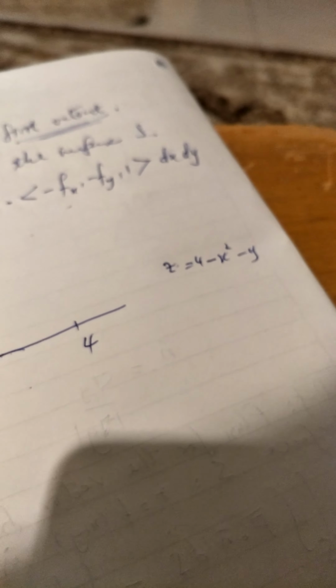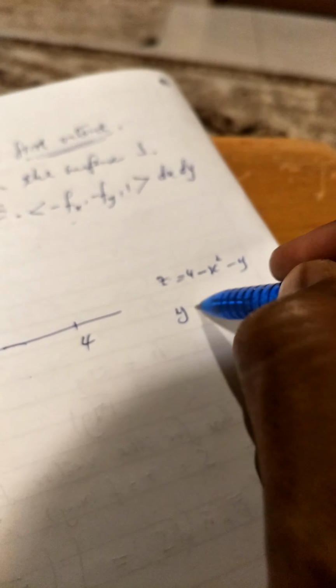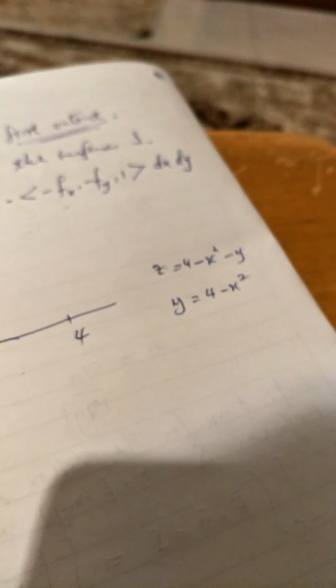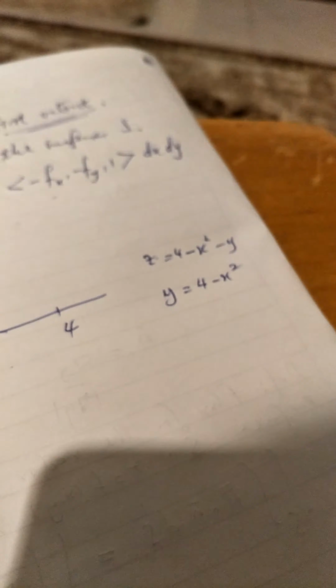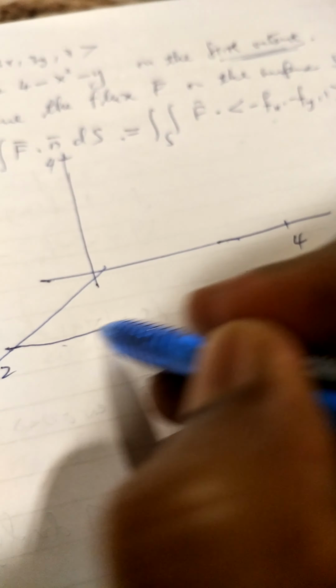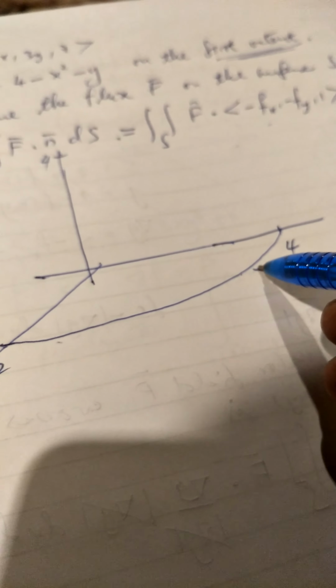So what you can see from that, z equal to 4 minus x squared minus y. On the xy plane, z is 0, so we have y equal to 4 minus x squared. So you know this is a curve, like a cup. So this curve is defined by that equation.